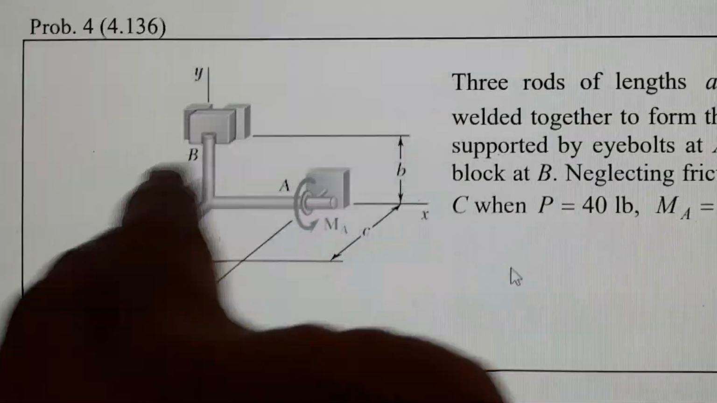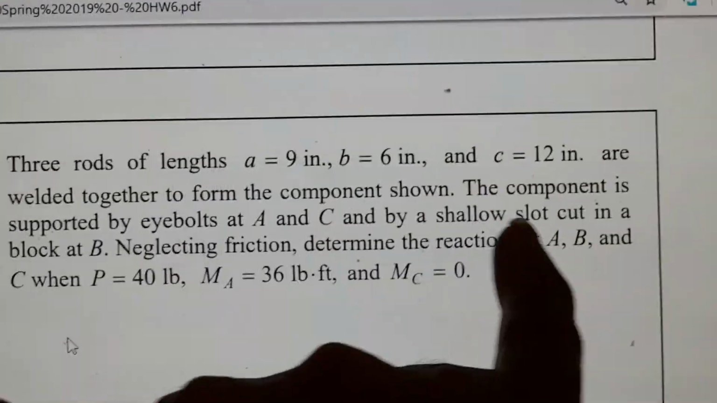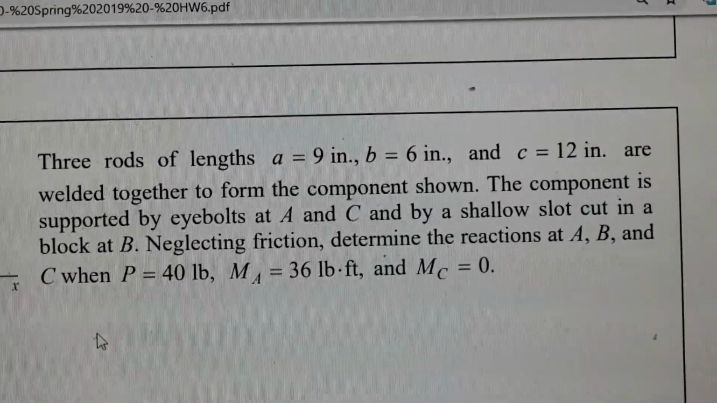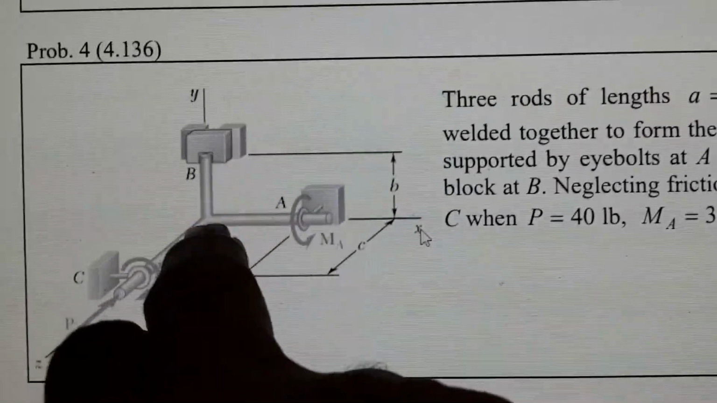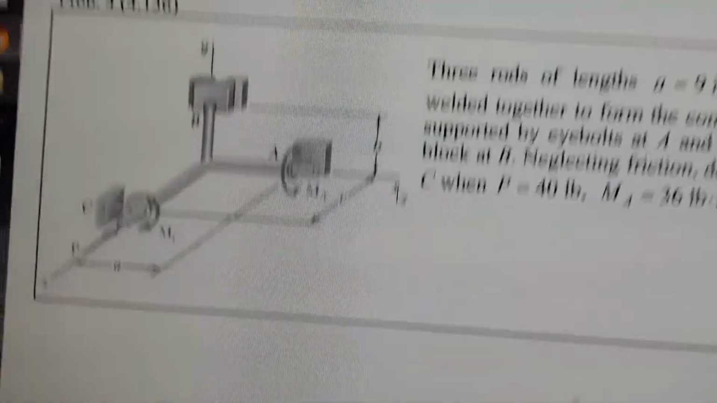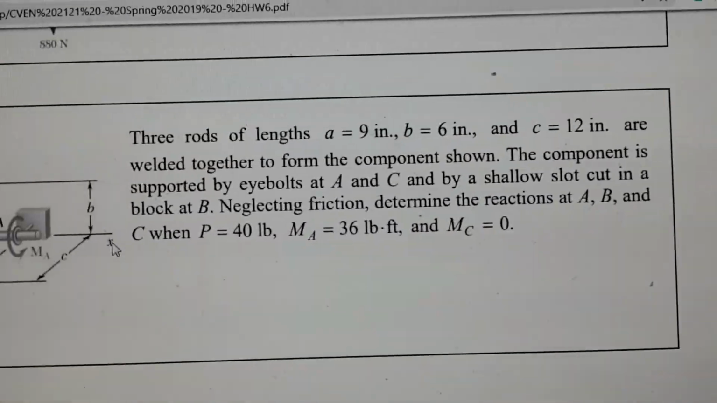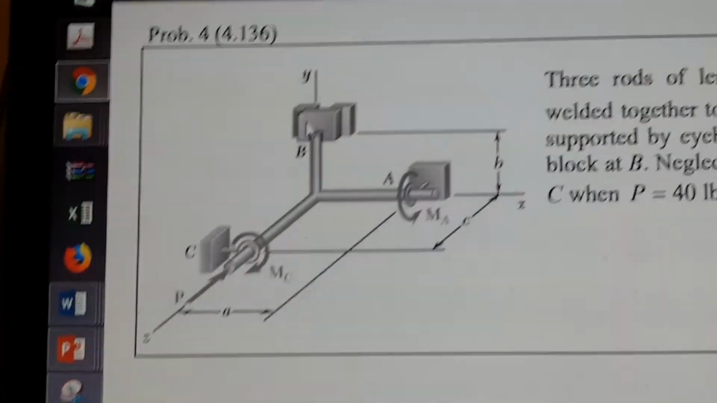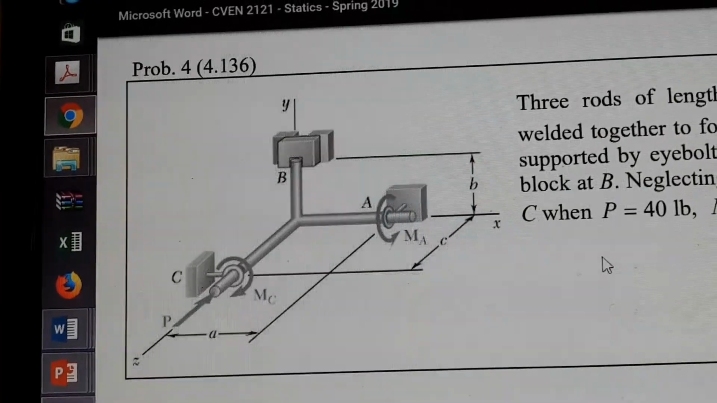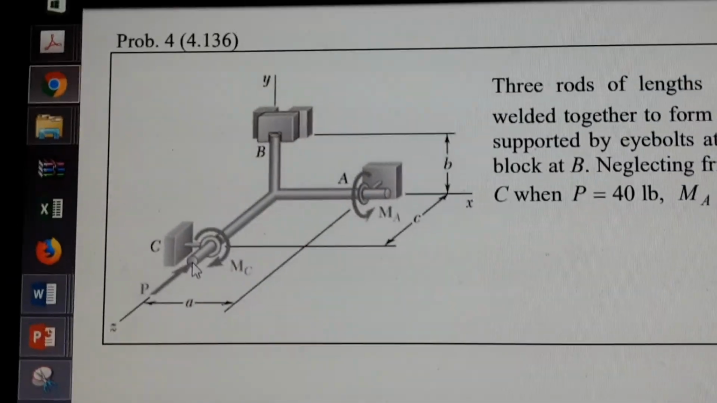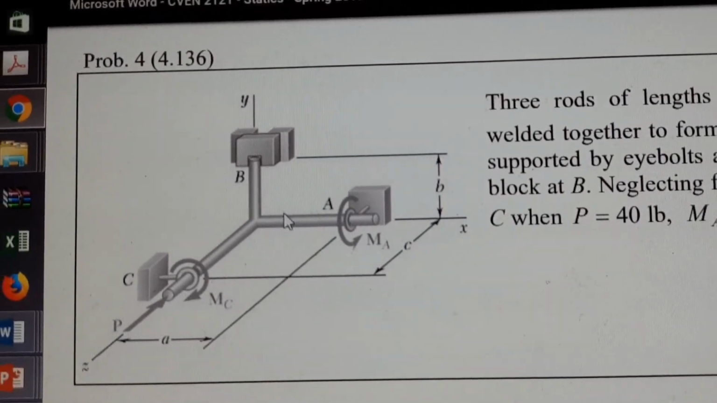B is supported by a shallow slot cut in a block at B. Neglecting friction, determine the reactions A, B, and C. He wants the reactions at A, B, and C. There's a force at B, 40 pounds, in the Z-axis going in the negative Z.